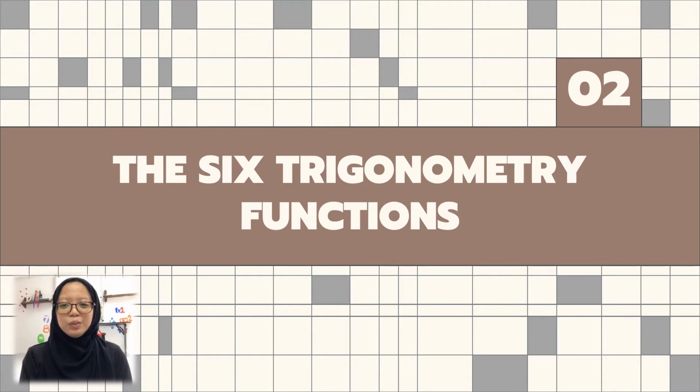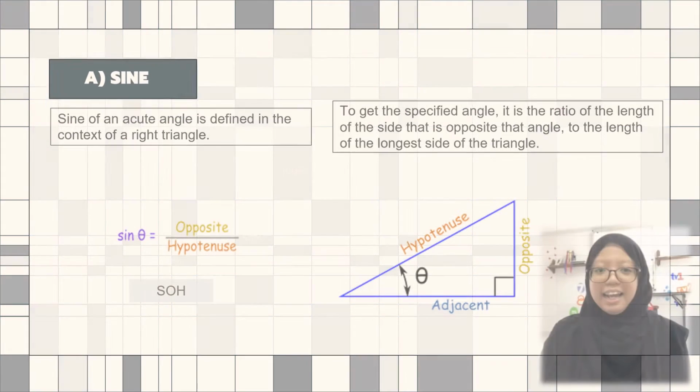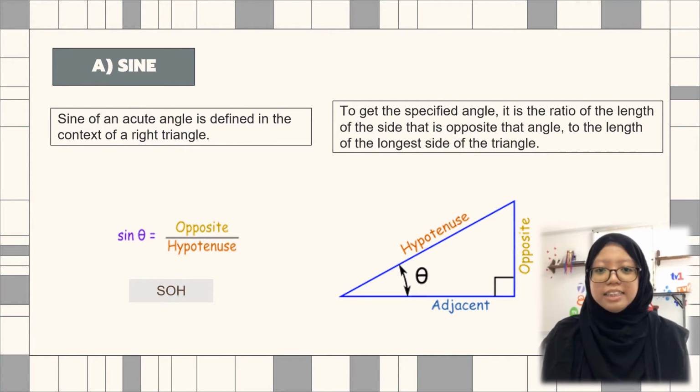So now I would like to explain the 6 trigonometry functions. There are 3 types of basic trigonometry. The first ones are sine, cosine, and tangent. Sine of an acute angle is defined in the context of a right triangle. For the specific angle, it is the ratio of the length of the side that is opposite that angle to the length of the longest side of the triangle. Sine theta equals opposite divided by hypotenuse. To remember it easily, it can be SOH.